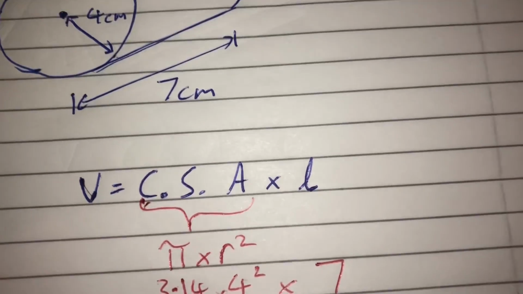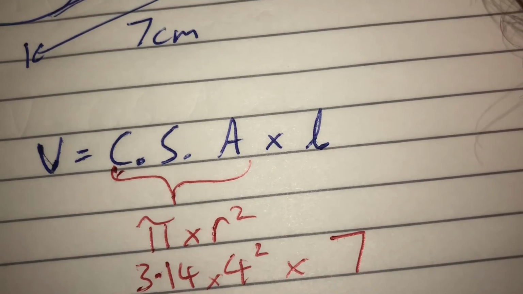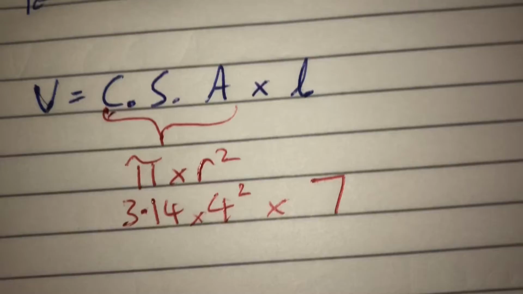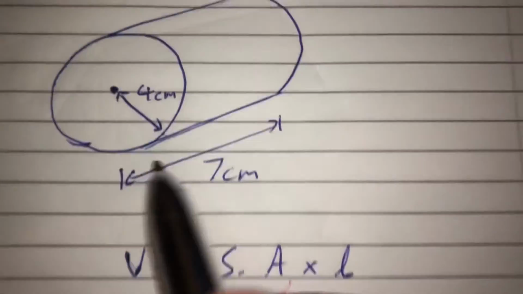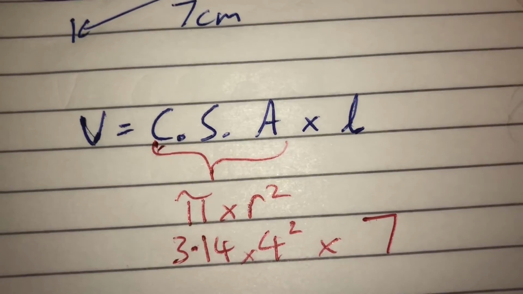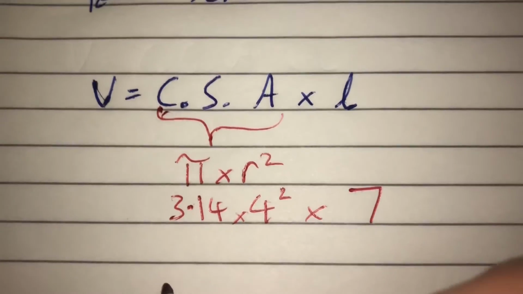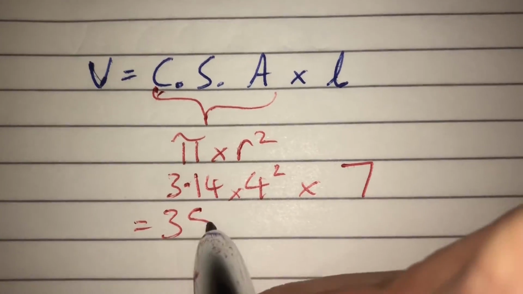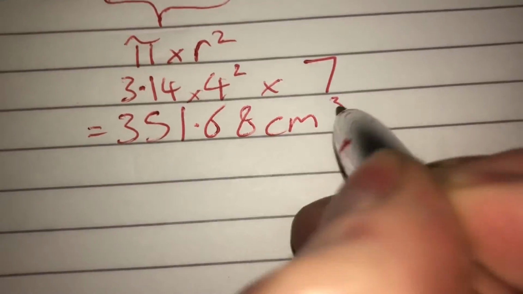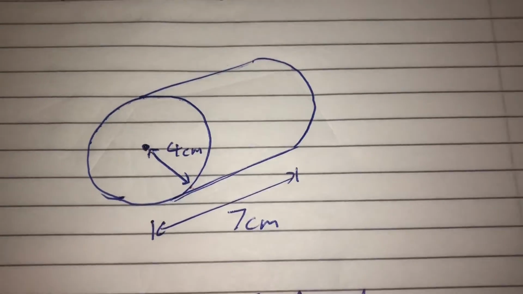So we're doing 3.14 times 4 squared. So 3.14 times 4 squared, which is 16, gives 50.24, and then we multiply that by the length of the prism again, which in this case is 7. So multiply 50.24 by 7, and we get 351.68 to 2 decimal places. 351.68 centimeters cubed.